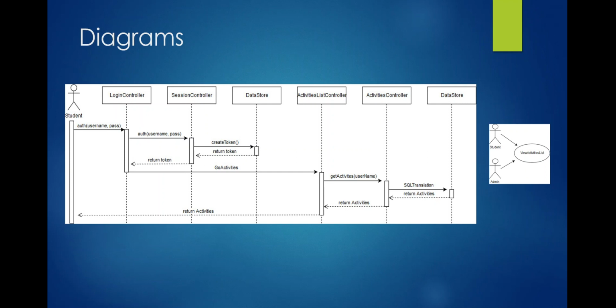The use case is very simple. This actually applies for any user, meaning a student can view activities and an admin can also view activities. The only difference with the admin is that when they log in, they're not taken to the activities list right off the bat. Instead, when the admin is logged in, the login controller is instructed to take the user to the admin pane, if it's an admin. If not, take the user to an activities list.